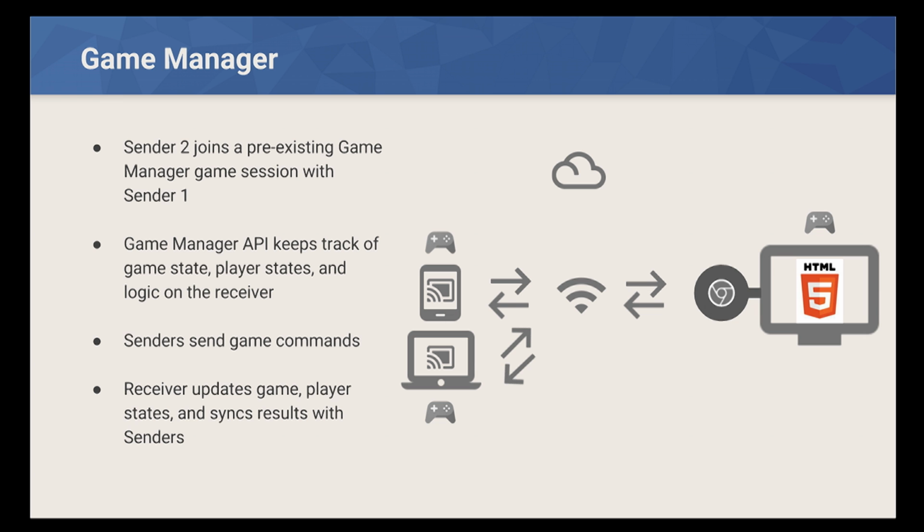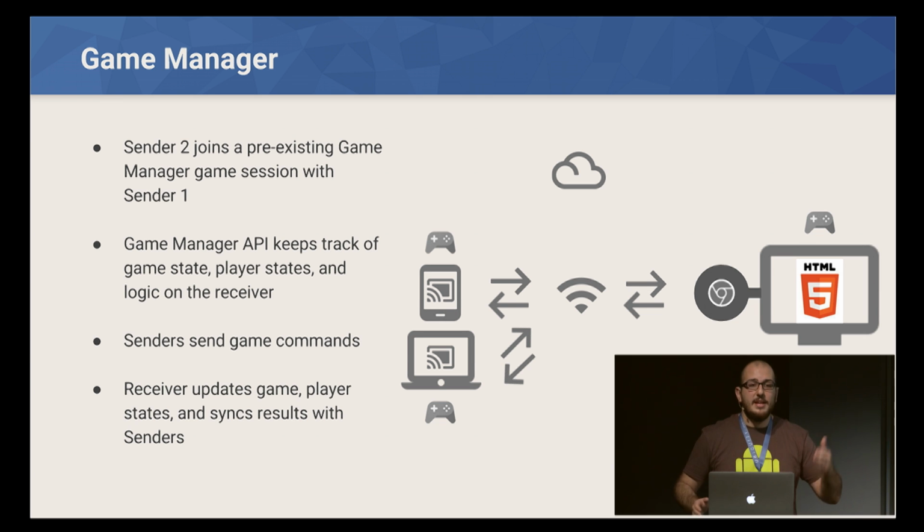Basically, the setup for the first sender is exactly the same as we've just described. It's the exact same process, except the session is specifically a Game Manager game session that is running. For the second sender, it's also a very similar experience. However, instead of hijacking the receiver and running a new application or fetching a new URL, you're simply joining a pre-existing Game Manager session. And now, basically, the Game Manager API syncs player states, updates both senders, and does everything that you need to do in a multiplayer game.